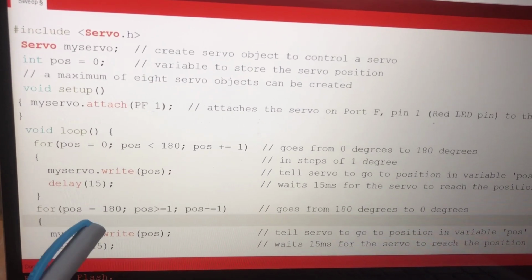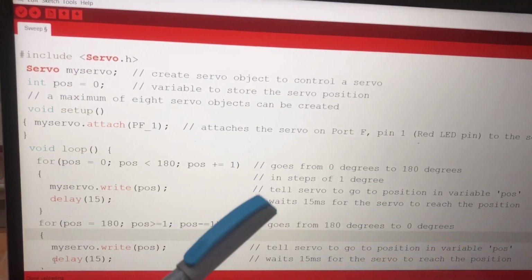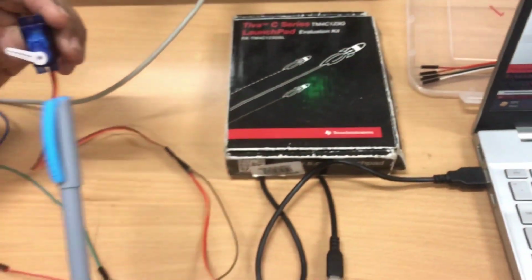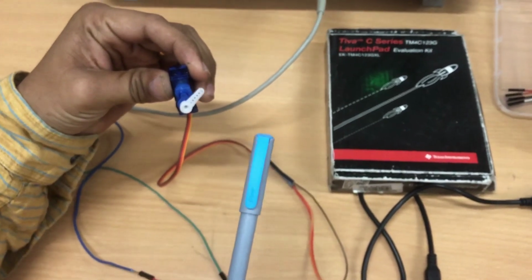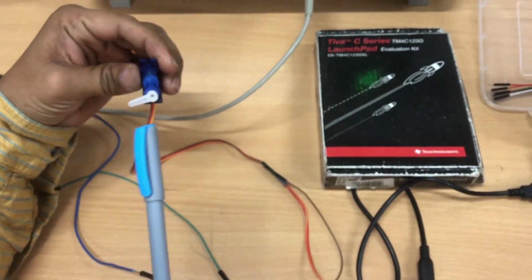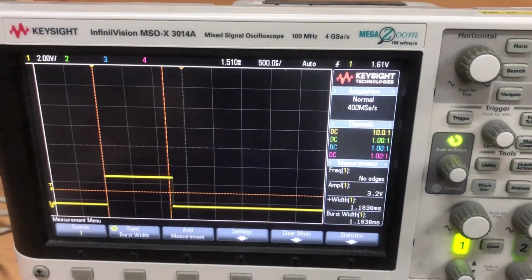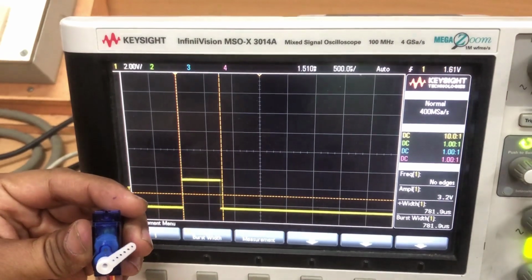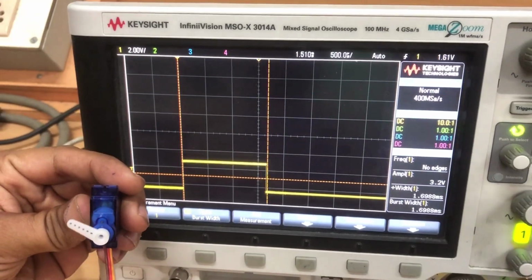So this loop continues. The servo motor will turn from 0 to 180 degrees and then back from 180 degrees to 0, as we see here right now. Here you see 0 degrees to 180 degrees, and then 180 degrees to 0 degrees. We can also see the pulse width varying accordingly. If you look closely, when the pulse width decreases, the angle decreases, and when the pulse width increases, the angle increases.